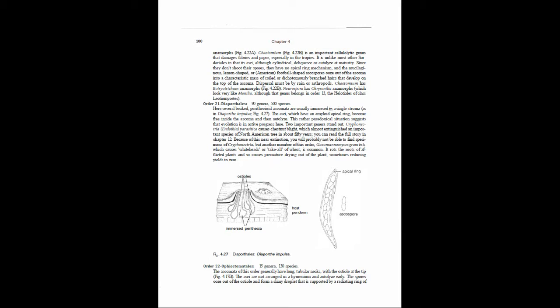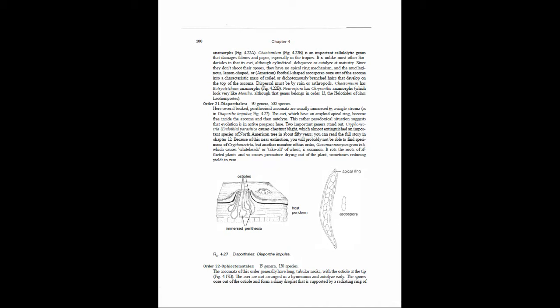Chaetomium, Fig 4.22b, is an important cellulolytic genus that damages fabrics and paper, especially in the tropics. It is unlike most other Sordariales in that its asci, although cylindrical, deliquesce or autolyze at maturity. Since they don't shoot their spores, they have no apical ring mechanism, and the mucilaginous, lemon-shaped or American football-shaped ascospores ooze out of the ascoma into a characteristic mass of coiled or dichotomously branched hairs that develop on the top of the ascoma. Dispersal must be by rain or arthropods. Chaetomium has Botryotrichum anamorphs, Fig 4.22b.